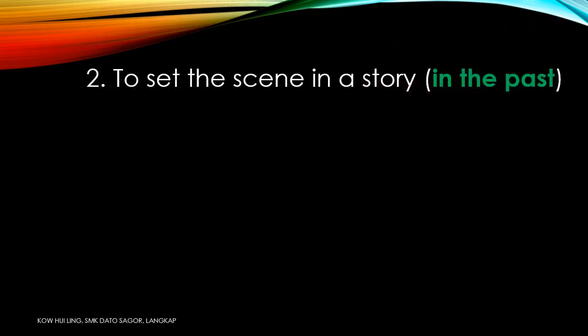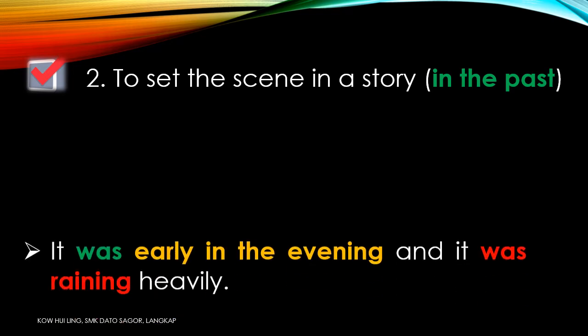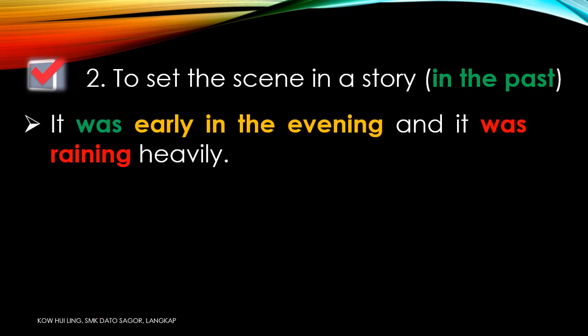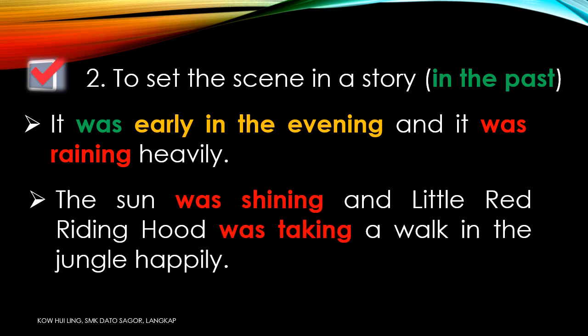To set the scene in a story, we also use past continuous tense. For example, it was early in the evening and it was raining heavily. The sun was shining and Little Red Riding Hood was taking a walk in the jungle happily.